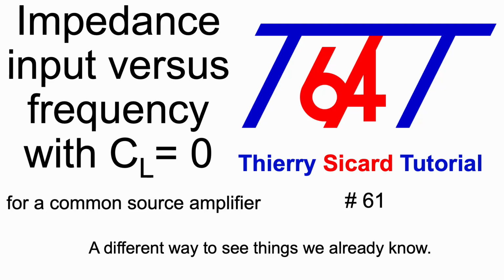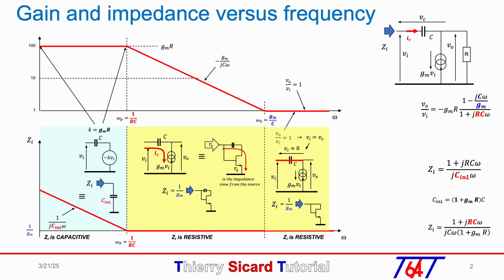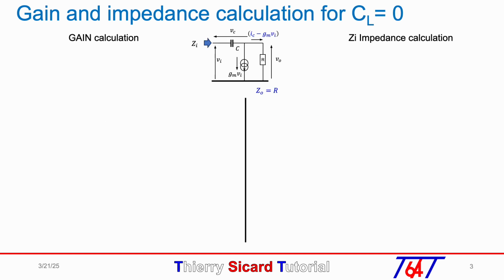Hello everyone, in this ThierrySecart tutorial number 61, we will calculate and plot the input impedance of the common source amplifier topology for the full frequency range and with no capacitive load. We will calculate the common source amplifier gain and then the input impedance, but in this case without load capacitance. This means CL equals 0.